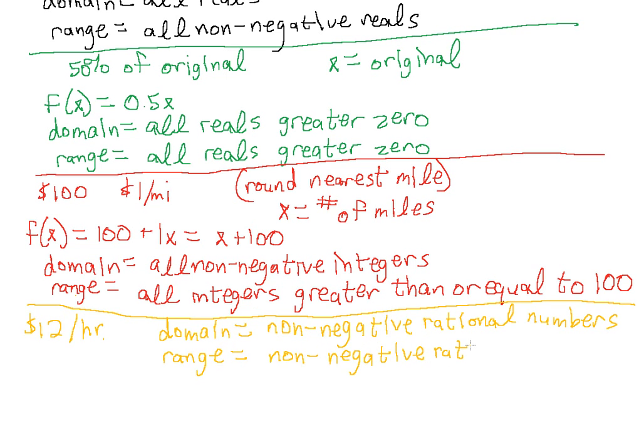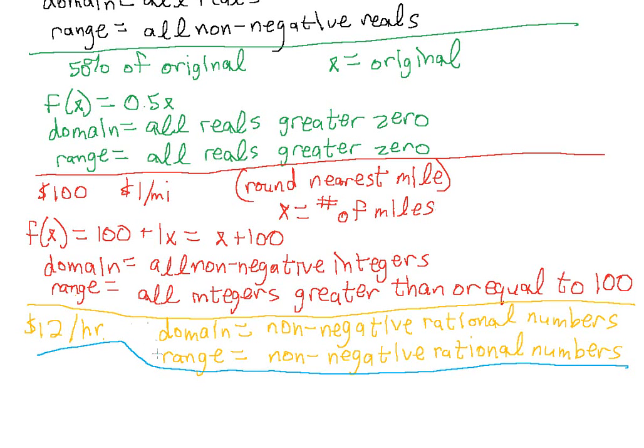Non-negative rational numbers. And they're rational numbers because if he works a fraction of an hour, he can get paid some dollars and some change, which is essentially a rational number. A whole amount of dollars and a fraction of a dollar, like 50 cents or something like that. So domain and range are both the set of all non-negative rational numbers for Peter, who tutors math, which is one of the best professions in my opinion.